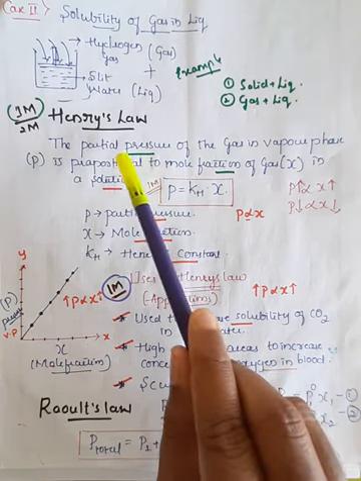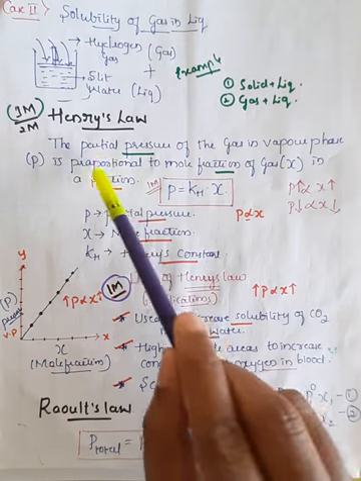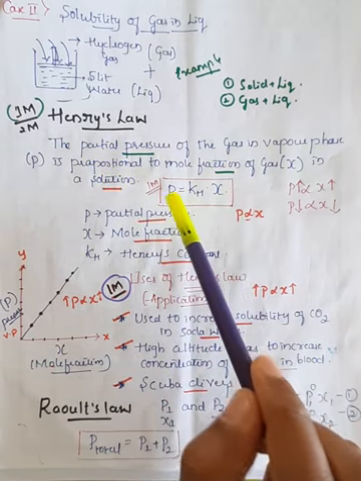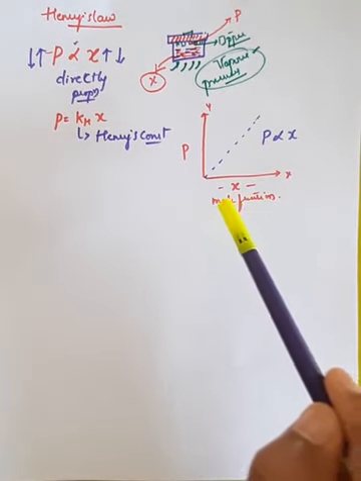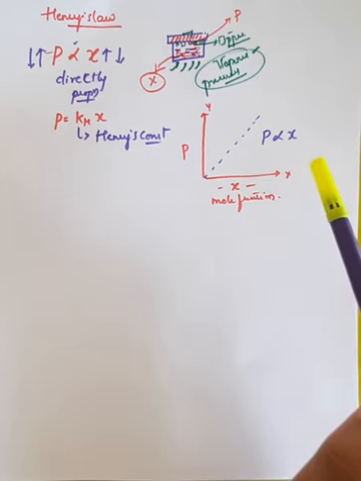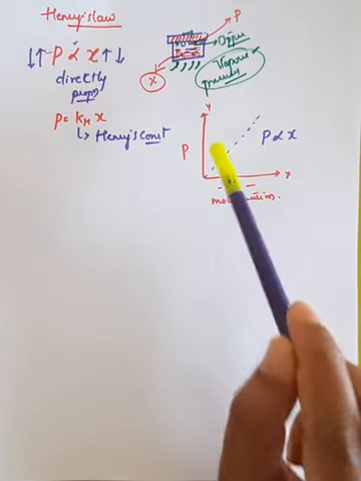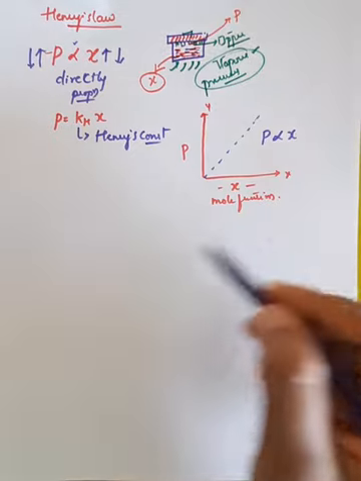The pressure, that is the partial pressure of the gas in the vapor phase, you already know what is vapor phase, is proportional to the mole fraction, right? Whenever you increase the mole fraction, the pressure also increases, and we have seen the graphical representation here. On the x-axis the mole fraction goes on increasing, and the pressure on the y-axis also increases. If the value of x decreases, again the same thing, the partial pressure also decreases, right? So this is for an overall one component system.